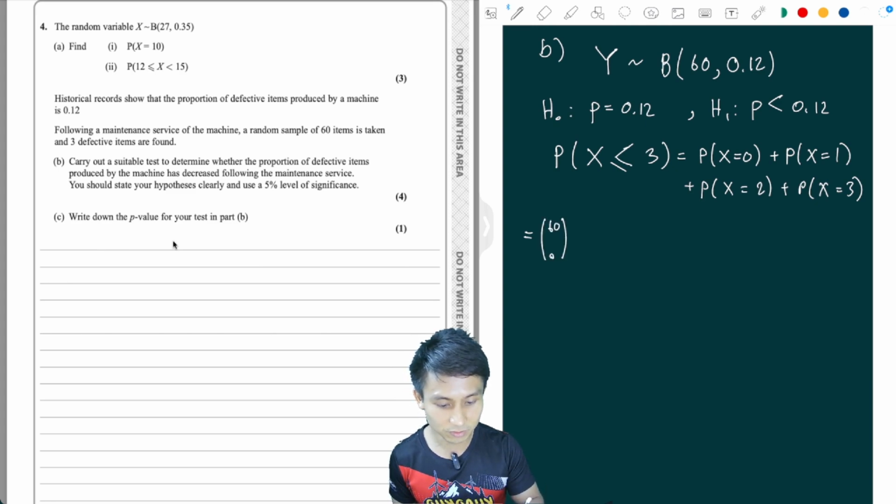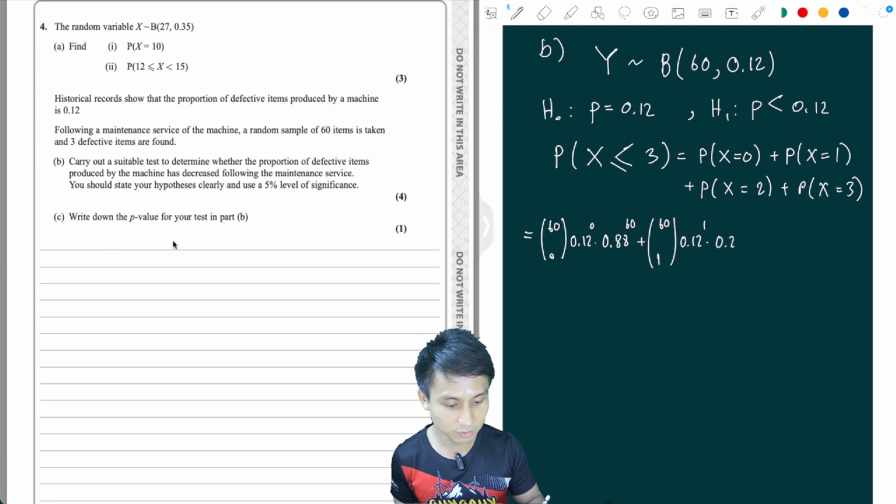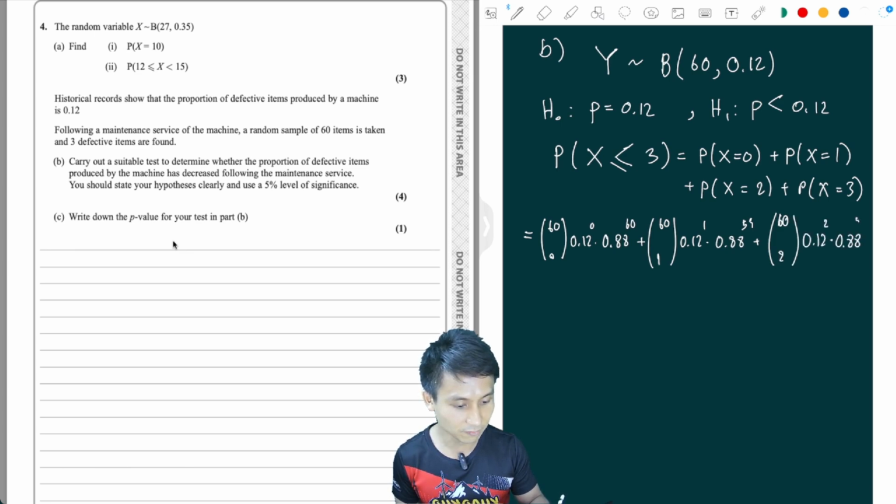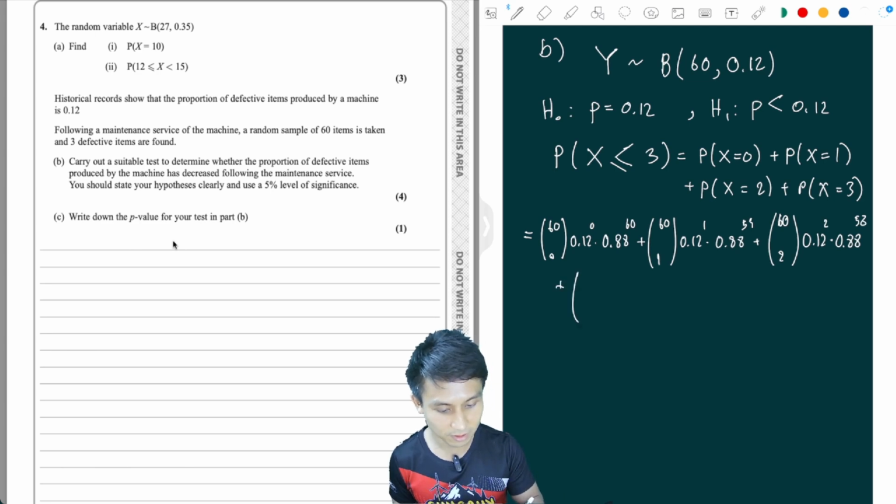60 C 0, 0.12 to the 0 times 0.88 to the 60. 60 C 1, 0.12 to the 1, 0.88 to the 59. 60 C 2, 0.12 to the 2, 0.88 to the 58, and the last one, 60 C 3, 0.12 to the 3 times 0.88 to the 57.